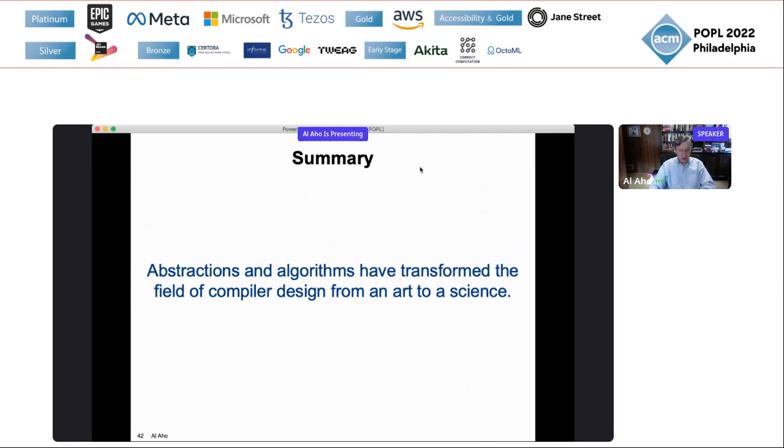In conclusion, I would like to reiterate my thesis that the abstractions and algorithms that we've developed in computer science in the last several decades have transformed the field of compiler design from an art to a science.